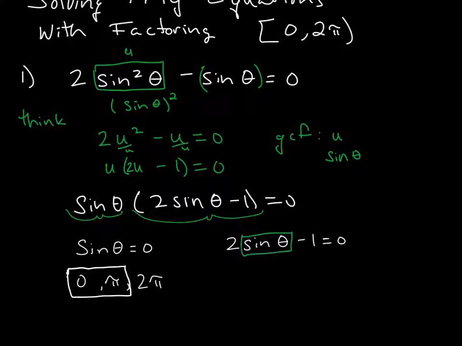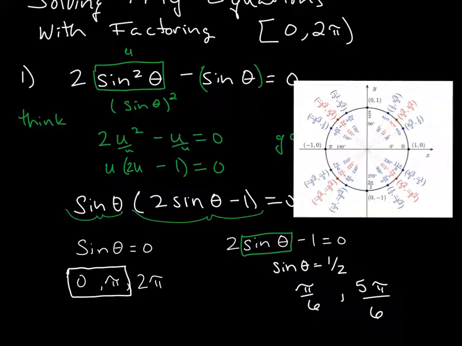Now the second part of this, I need to solve for the sine of x. If I solve this for the sine of x, I add 1 and divide by 2, and I end up getting that the sine of theta is equal to 1/2. Well, where does that happen? That happens at pi over 6 and at 5 pi over 6. And I just went ahead and popped that unit circle back over here. So that happens at pi over 6 and at 5 pi over 6.